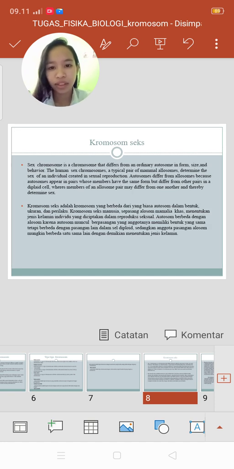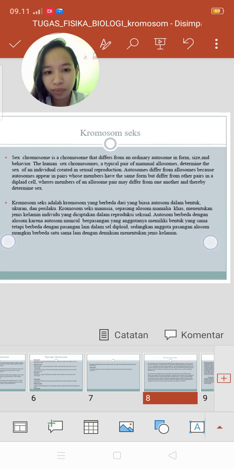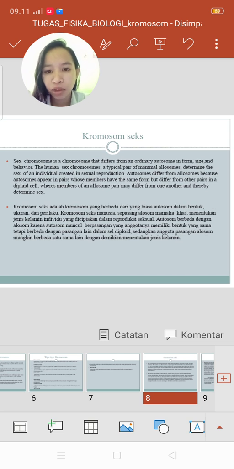Seventh slide. Sex chromosome. Sex chromosome is the chromosome that differs from the ordinary autosomes in form, size, and behavior.